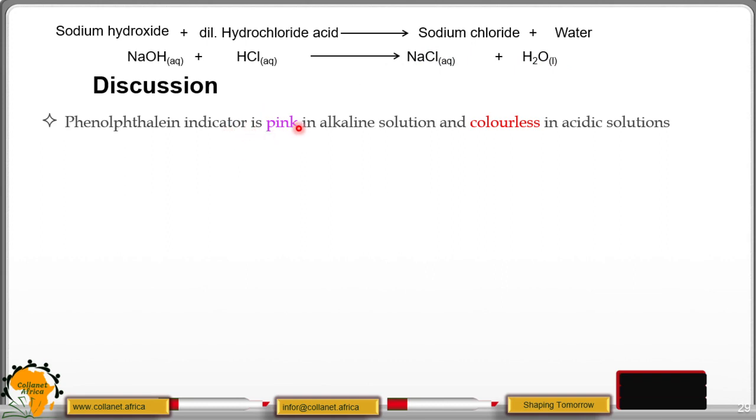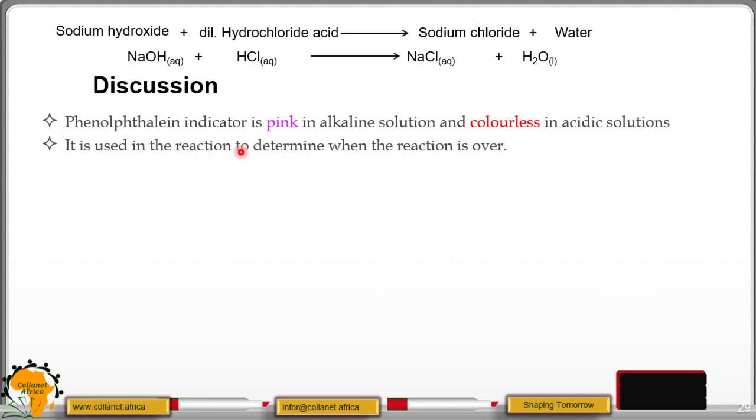Phenolphthalein indicator is pink in alkaline solution and colorless in acidic solution. It is used in the reaction to determine when the reaction is over. Remember, in this case, you're neutralizing the sodium hydroxide solution using HCl. That means our initial solution is pink, so you're going to add HCl until the pink color just disappears, and that gives us the end point.